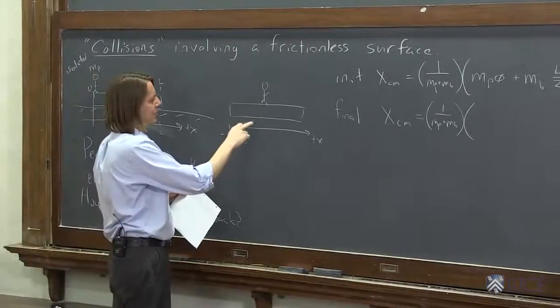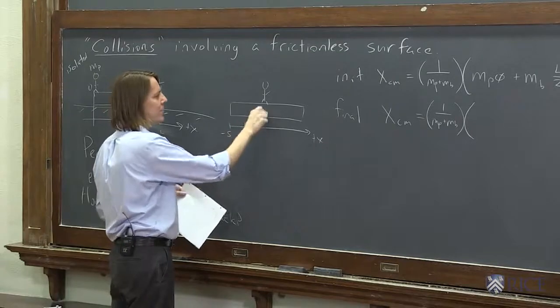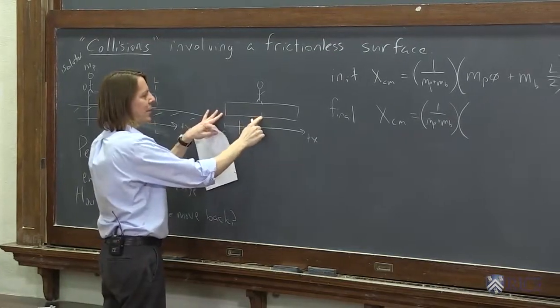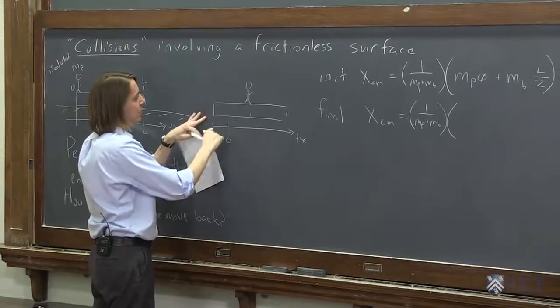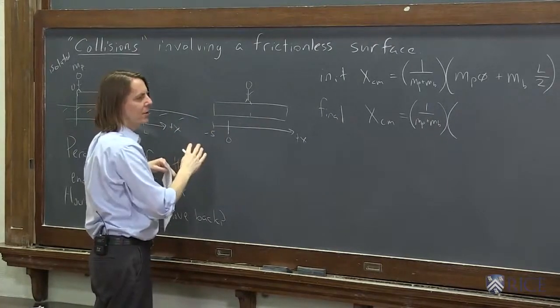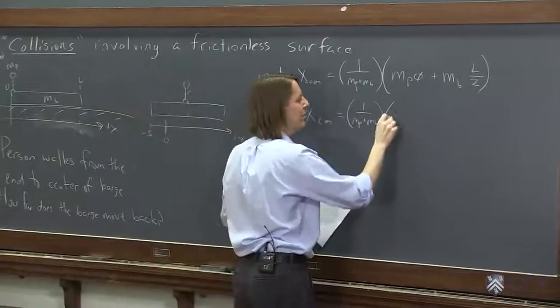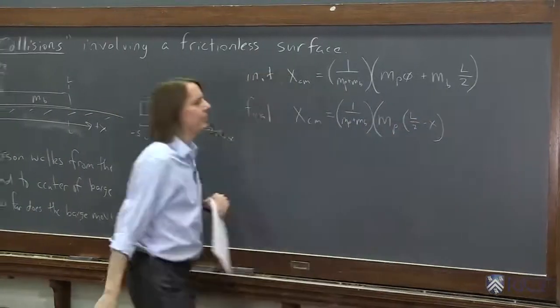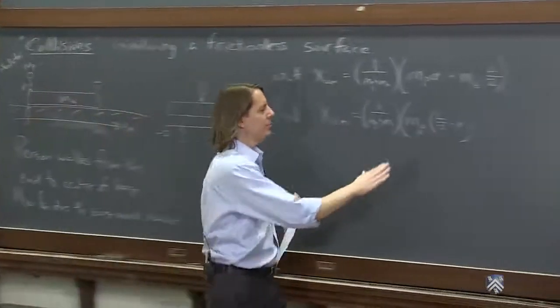So my position is what? I walked forward, I walked to the middle, right? This distance is L over 2, but I'm not at L over 2. I'm at L over 2 minus s because it moved back. So it's the mass of the person times L over 2 minus s. That's how far I got.